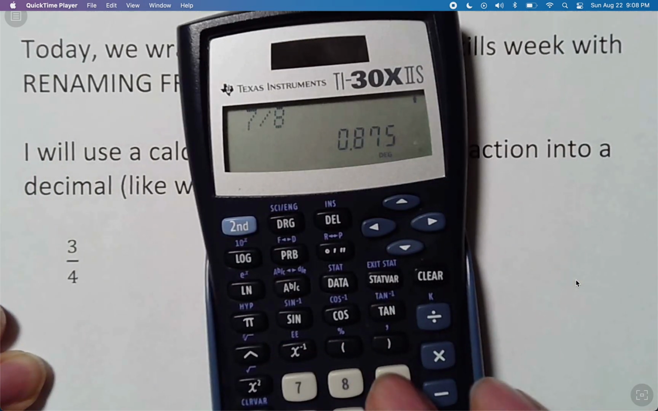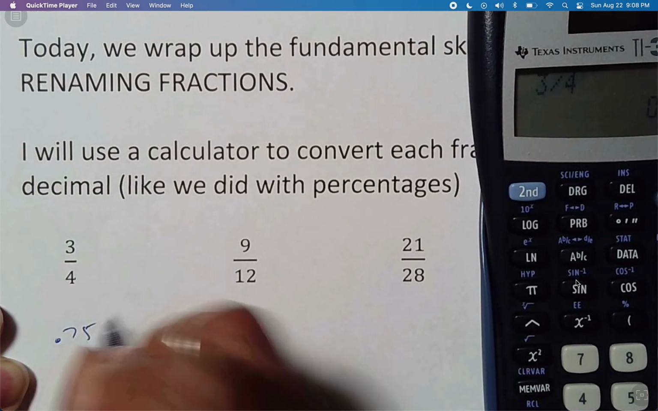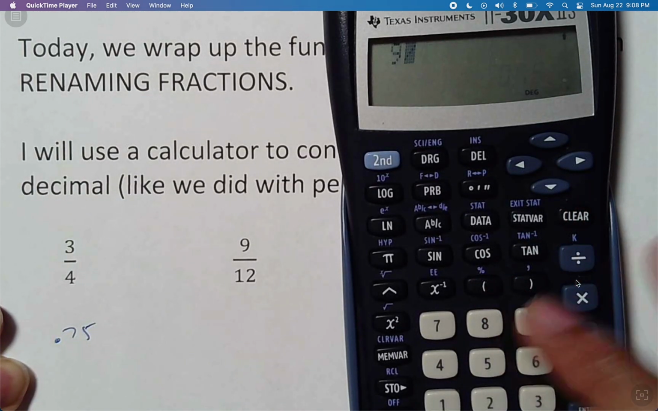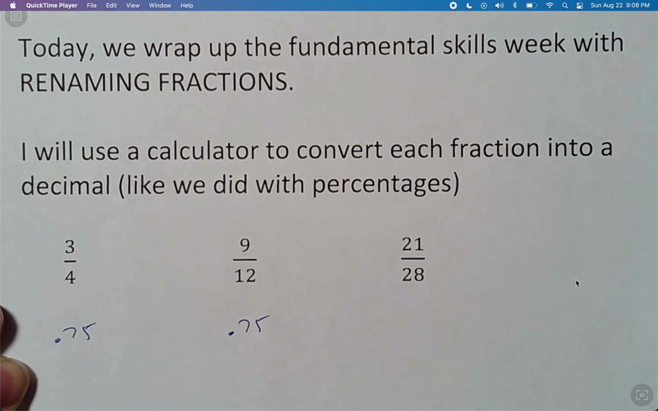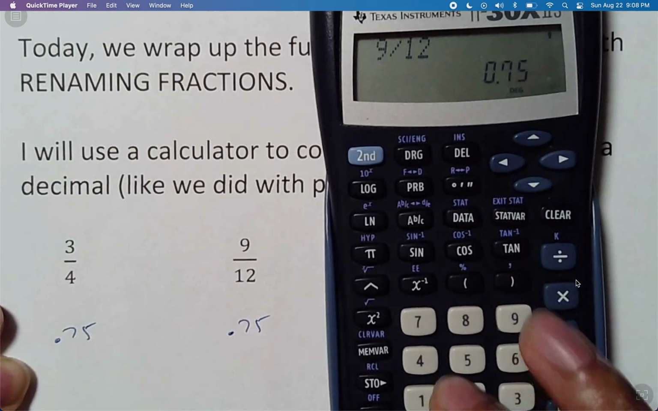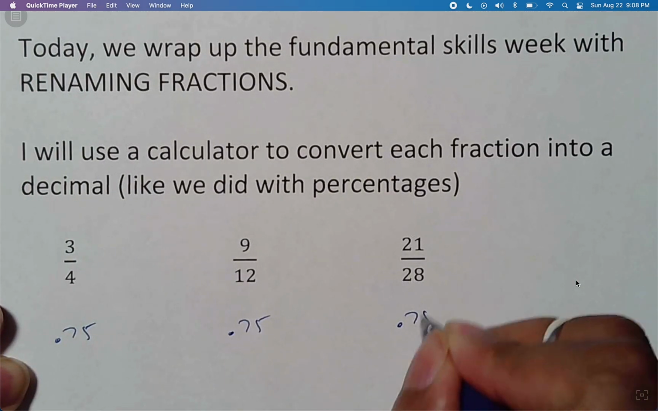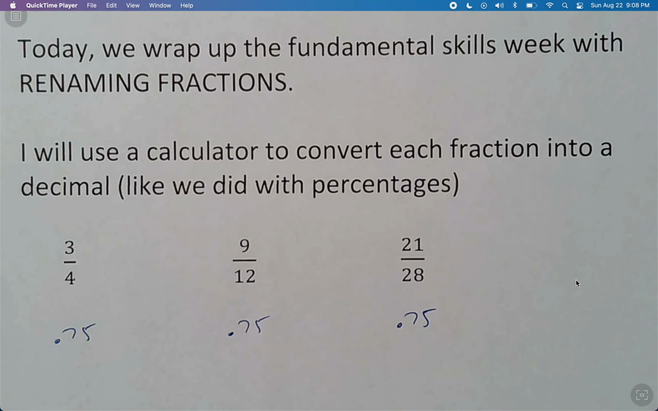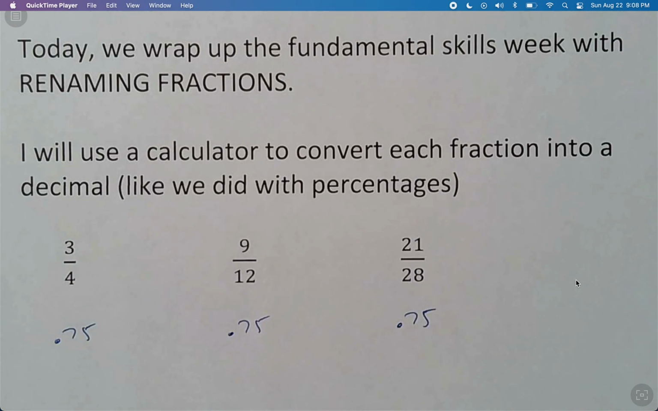Let's see. 3 divided by 4 is 0.75. 9 divided by 12 is 0.75. 21 divided by 28, you see a pattern here, is 0.75. So are these 3 fractions different? No, they're the same fraction, because value-wise, this is worth 75%, 75%, 75%. So again, the key thing there is to recognize that these are the same.